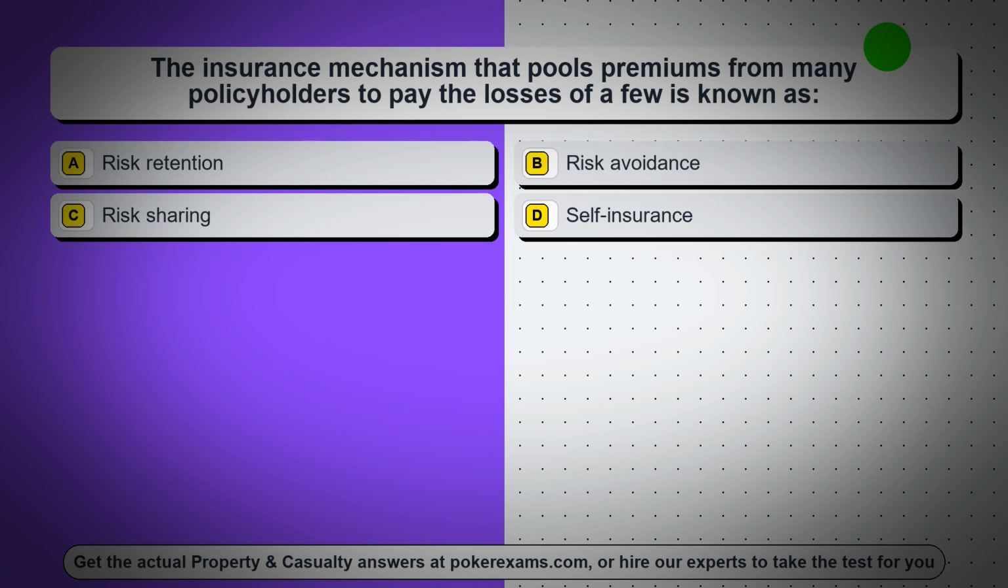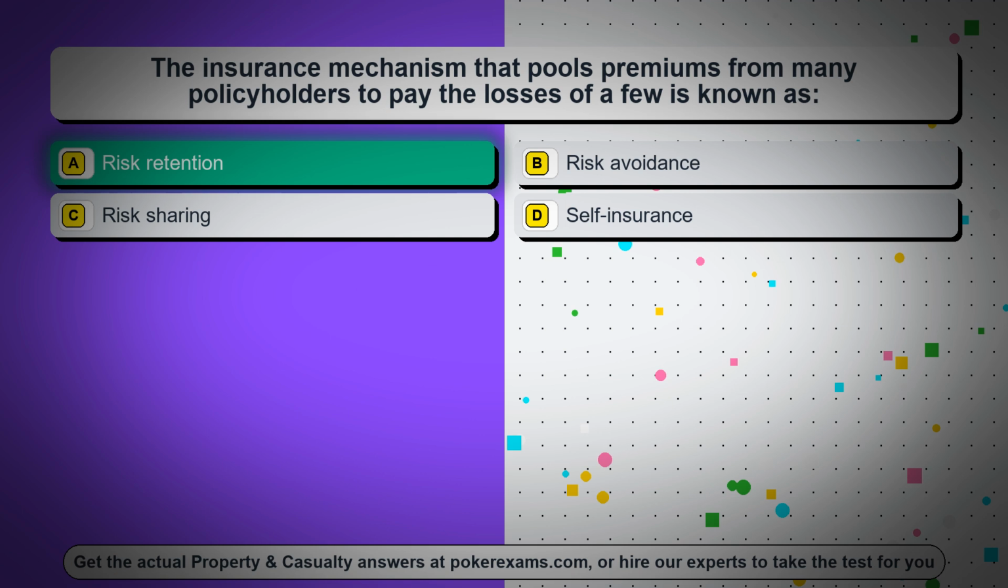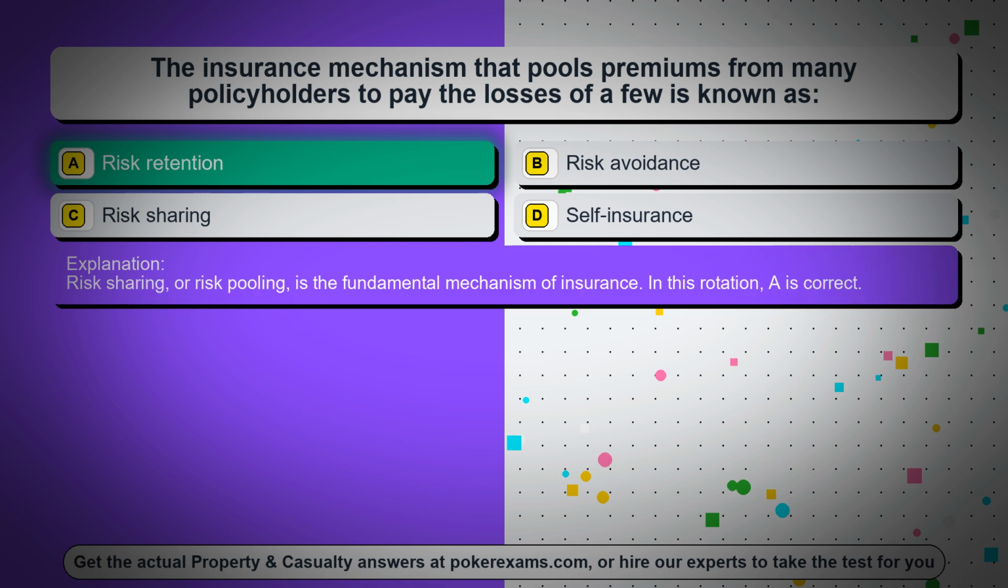Question 98. The insurance mechanism that pools premiums from many policyholders to pay the losses of a few is known as, option A, risk retention, option B, risk avoidance, option C, risk sharing, option D, self-insurance. The correct answer is option A, risk retention. Risk sharing, or risk pooling, is the fundamental mechanism of insurance. In this rotation, A is correct.